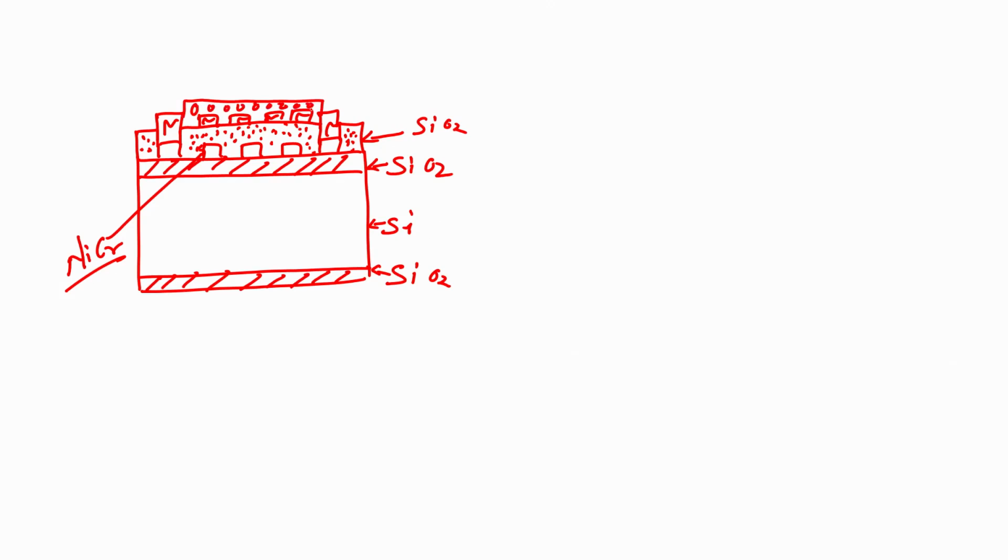Now, the next step is we have to deposit a gold pad on this piezoresistive material, but if I deposit the gold pad directly on the piezoresistive material it will be shorted. So, what will I do? I will first deposit or grow silicon dioxide on this piezoresistive material. In fact, let me change the color so that it becomes a little bit easier. I will have a silicon dioxide layer on the piezoresistive material.